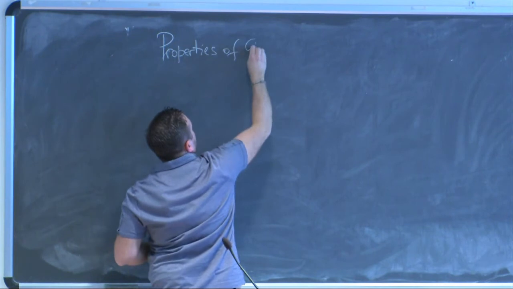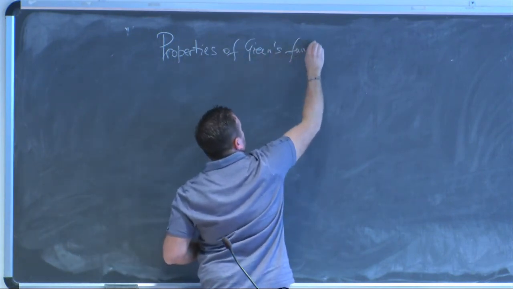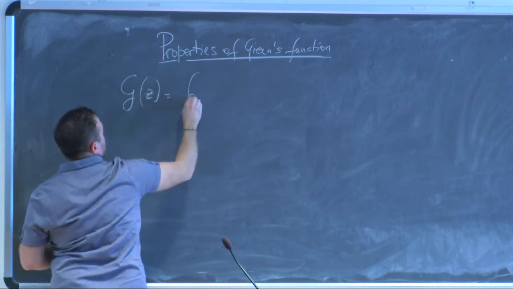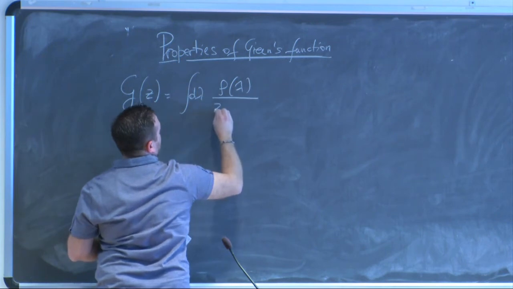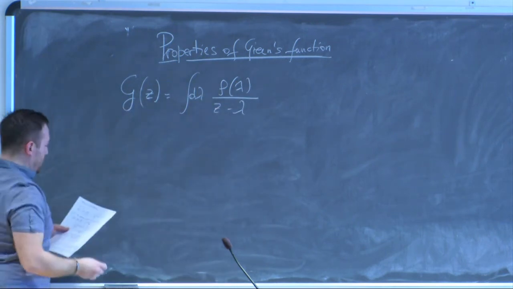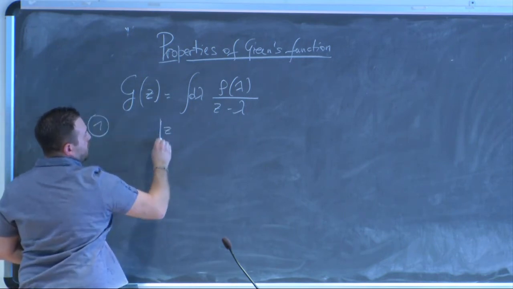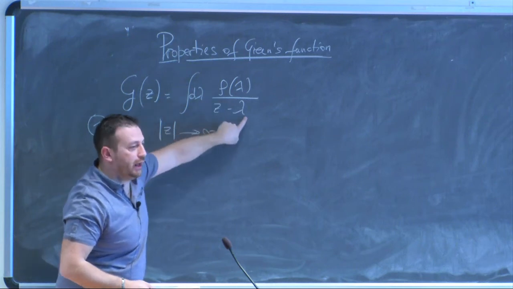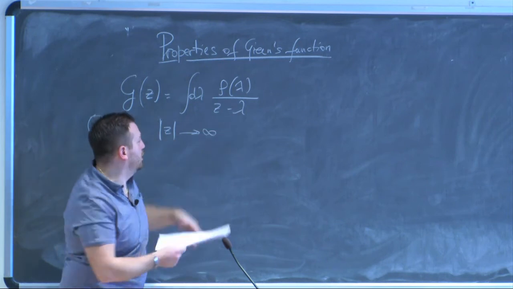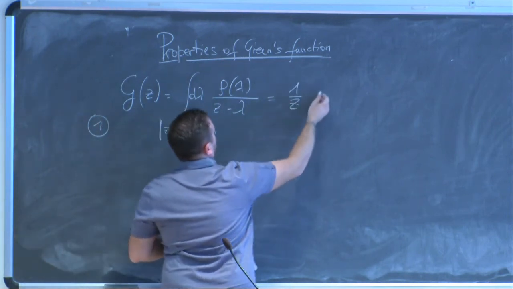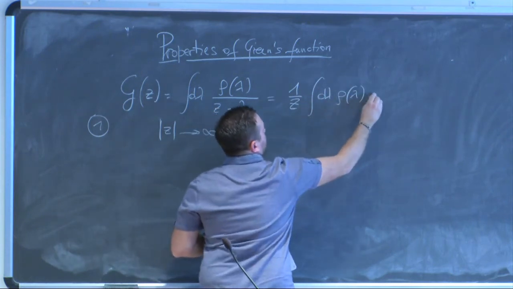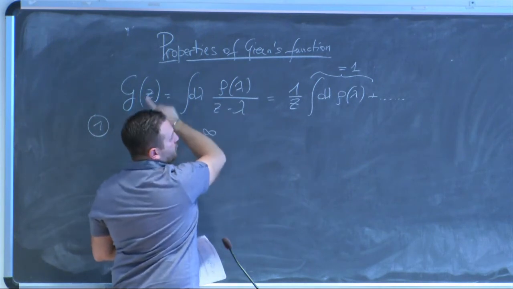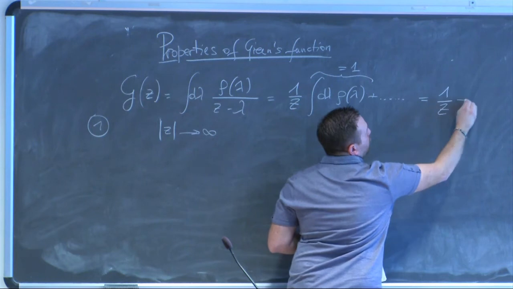Okay, so properties of the Green's function or resolvent. So we have that G of z is equal to the integral of rho of lambda over z minus lambda. So the first property: if you take z in absolute value very large, what you have here is that downstairs this term will dominate over lambda. So you can pull out a factor 1 over z, and then this object here is equal to 1 because the density is normalized. So we have that the Green's function goes for large absolute value of z as 1 over z.